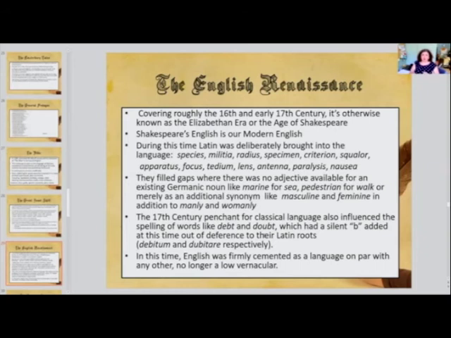Which brings us to the English Renaissance. So starting in the 16th and going through the 17th century, it's known as the Elizabethan era or the era of Shakespeare. And what I always love is when people say, oh, I don't like Shakespeare. That's in Old English and I can't understand it. Well, now you've all heard Old English, and you definitely can't understand it, but that's not what Shakespeare's written in. Shakespeare's modern English. He's just early modern English. During this time, Latin was being deliberately brought into the language. Now it's coming in full bear.